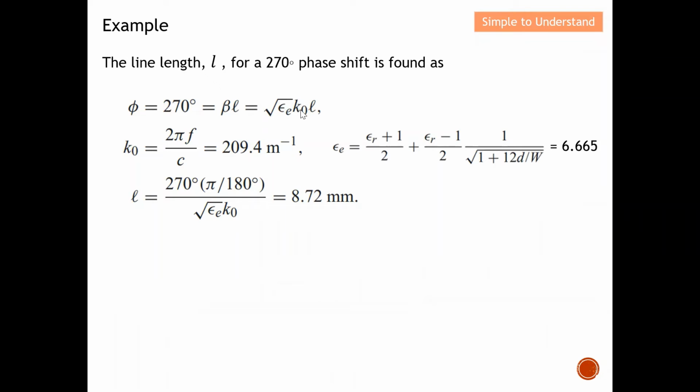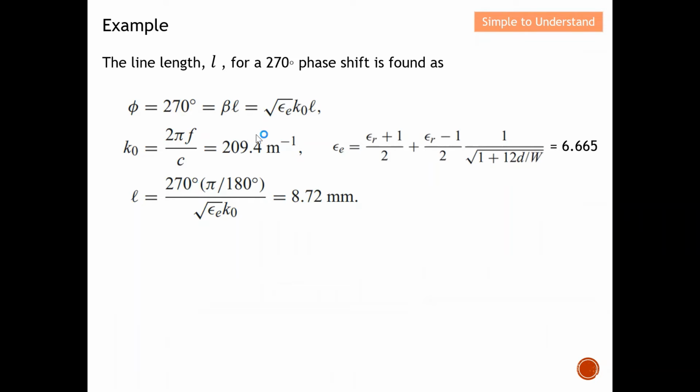So basically these two things I can find. This part here I can find from this part, which is 6.665. And then this k naught, which is 2 pi f over c, where c is the speed of light, 3 times 10 to the power 8 meters per second. So I successfully obtained these two numbers. This is for the length of a microstrip line.